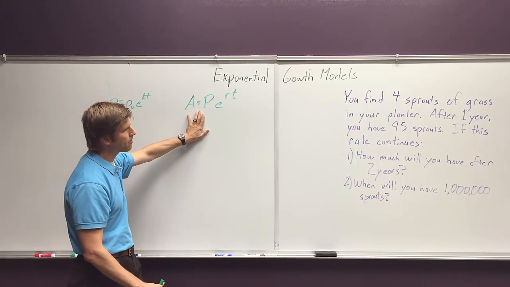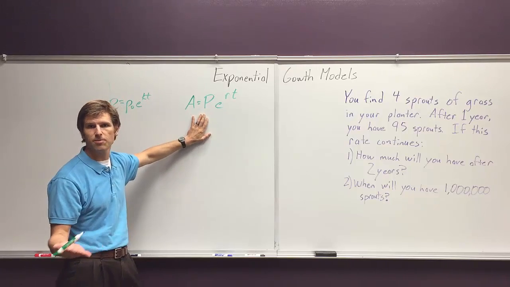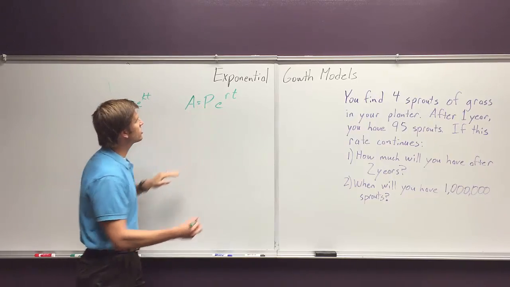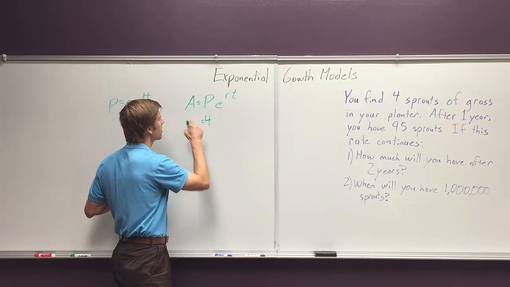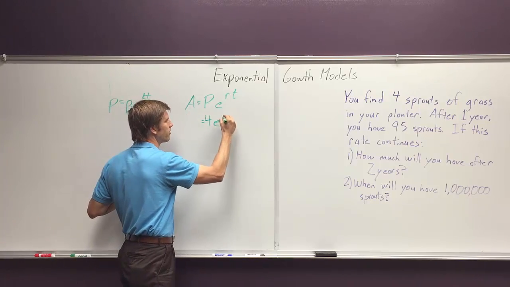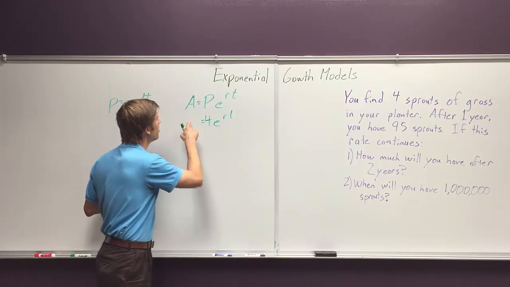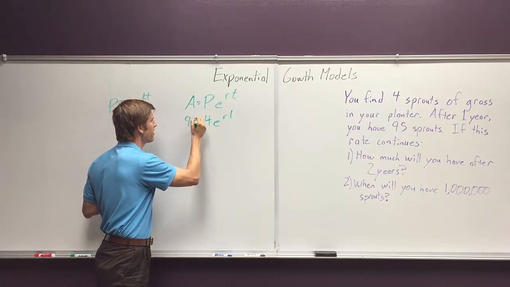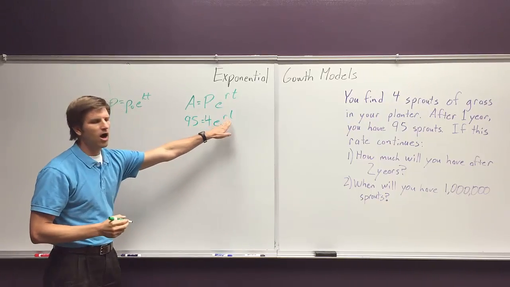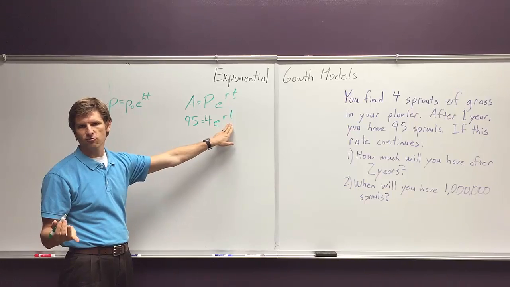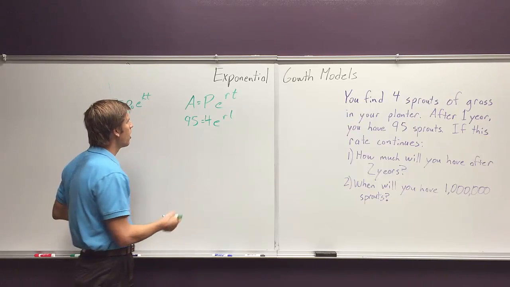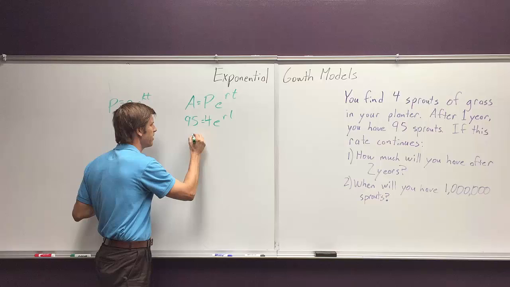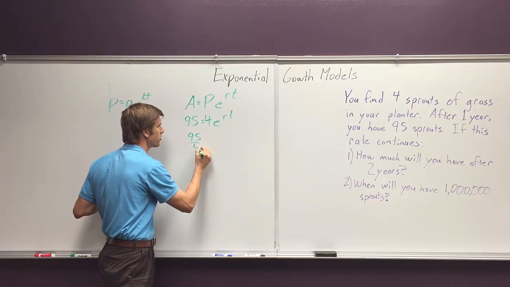The first step that you have to do in these problems is typically build your model. The initial amount was 4. After 1 year, that's your time, you're up to 95 sprouts. So I can figure out what kind of rate this is. I'm going to divide by 4 to get a basic exponential equation.